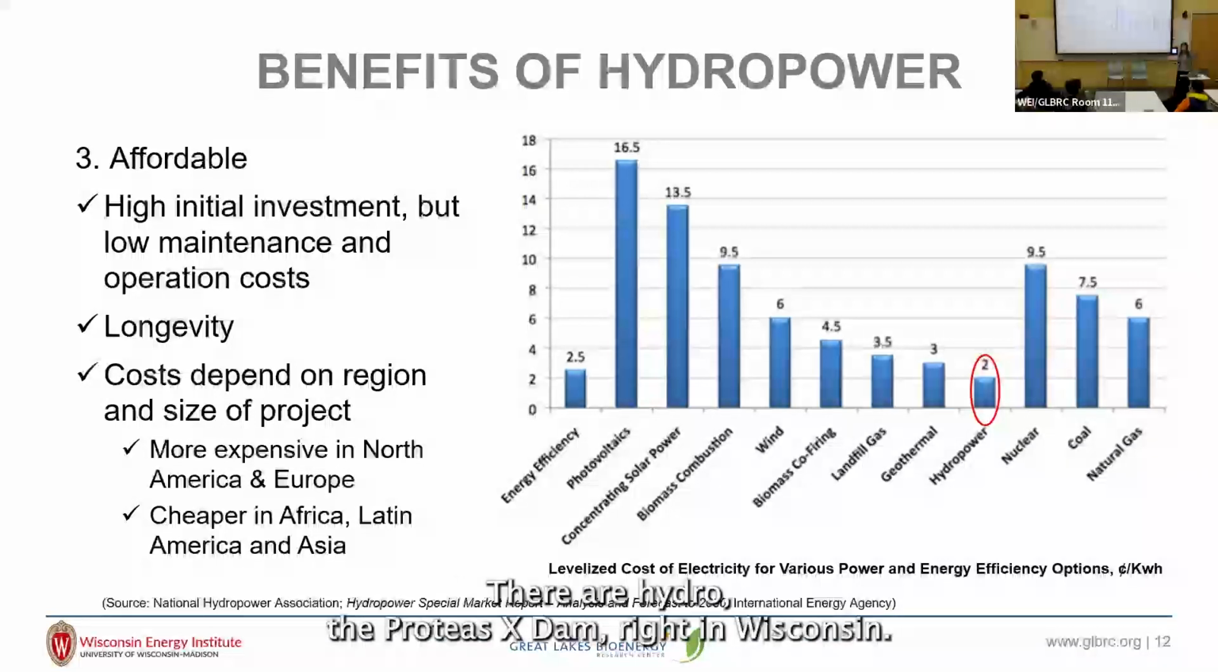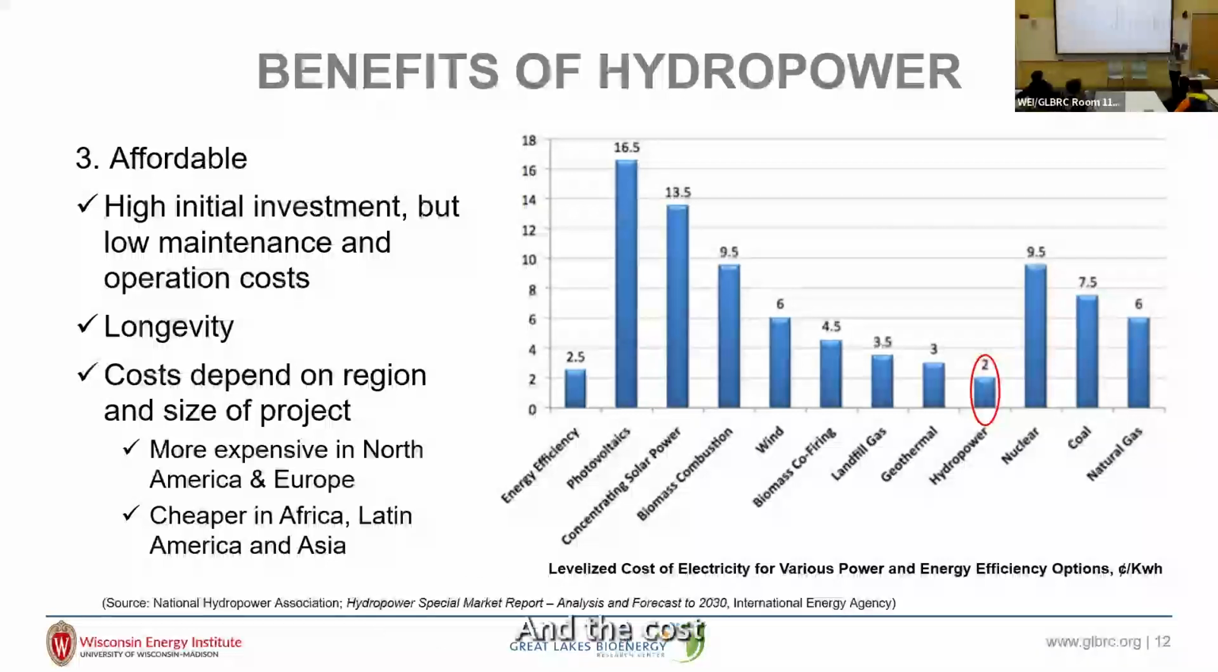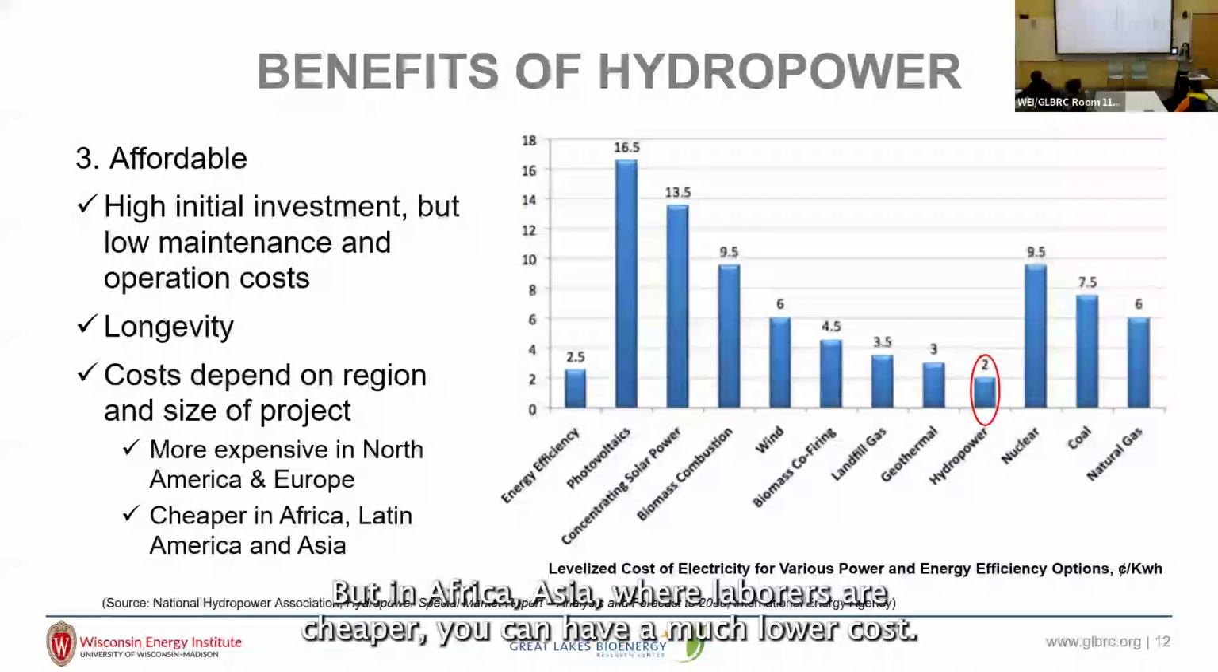There's the Prairie du Sac Dam in Wisconsin, built in 1912, so it's 111 years old, and it's still running really well. The cost obviously will depend on where you are in the world. In the US, labor cost is really high, so the construction cost is much higher. But in Africa and Asia, where labor is cheaper, you can have a much lower cost.